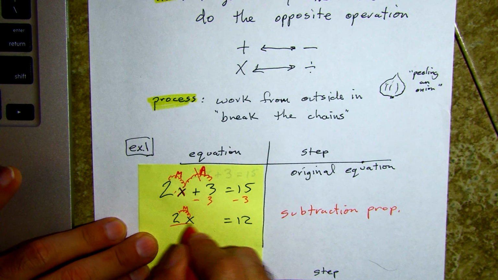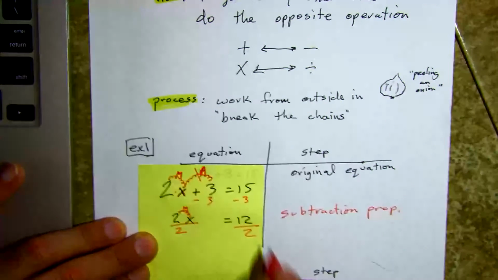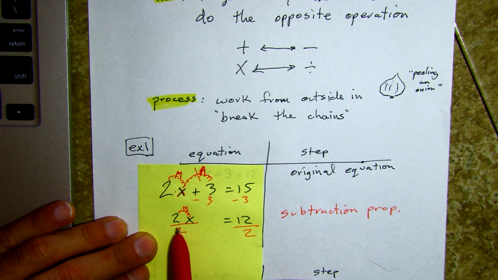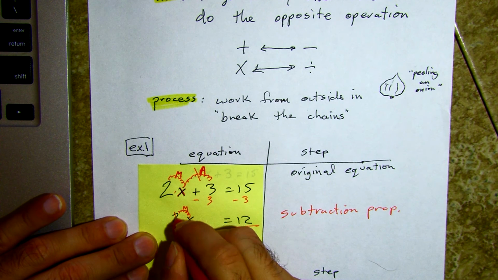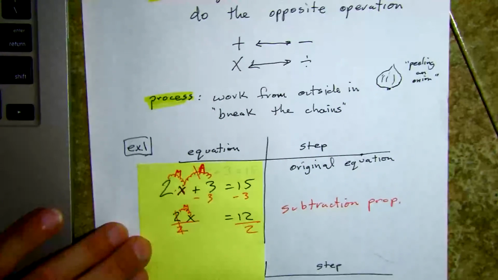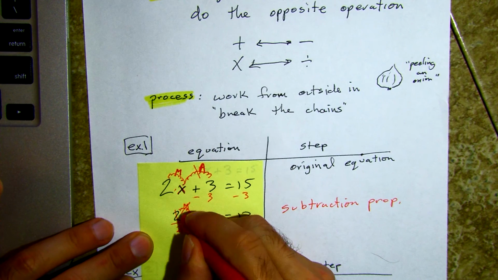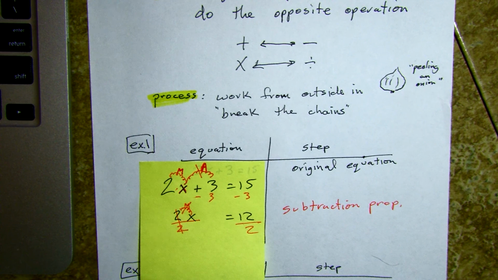So watch. Divide by 2. Now, why did I divide by 2? Because look, 2 over 2 is equal to 1. So when I do that, that's how I can cancel out the 2. And look what I've just done. I broke this chain. I broke that chain. So you break one chain at a time.